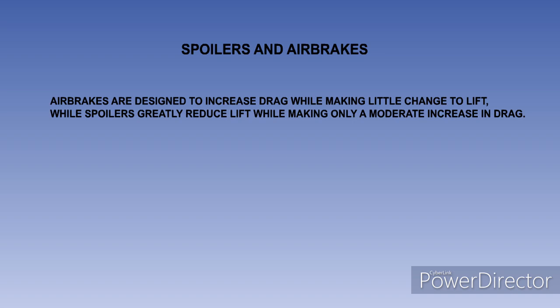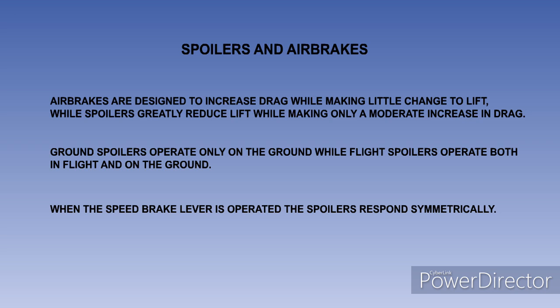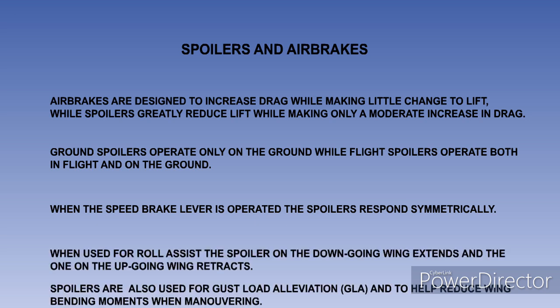That is the end of the lesson. You should now understand the difference between spoilers and air brakes. Remember that ground spoilers operate only on the ground, while flight spoilers operate both in flight and on the ground. Bear in mind that when the speed brake lever is operated, the spoilers respond symmetrically. But when used for roll assist, they operate asymmetrically, the spoiler on the downgoing wing extending, and the one on the upgoing wing retracting.